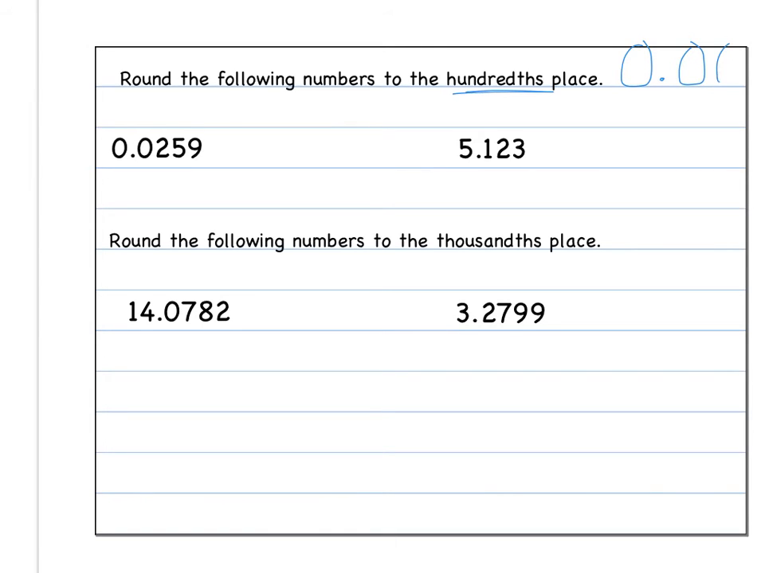We have 100 cents in a dollar. Money goes to this place, the hundredths. So 259 10,000ths is how this is read. And we are going to look then to the thousandths, since we're trying to round to the hundredths. 5 or more, raise the score. So this becomes approximately 3 hundredths.